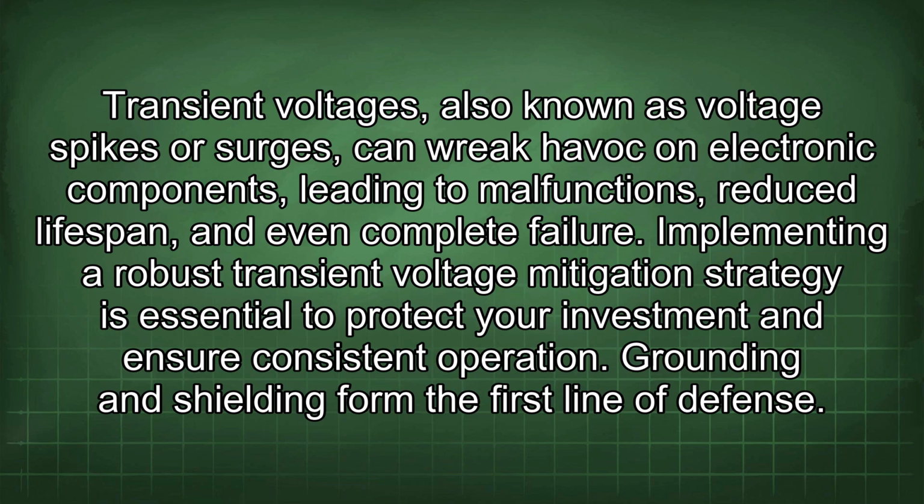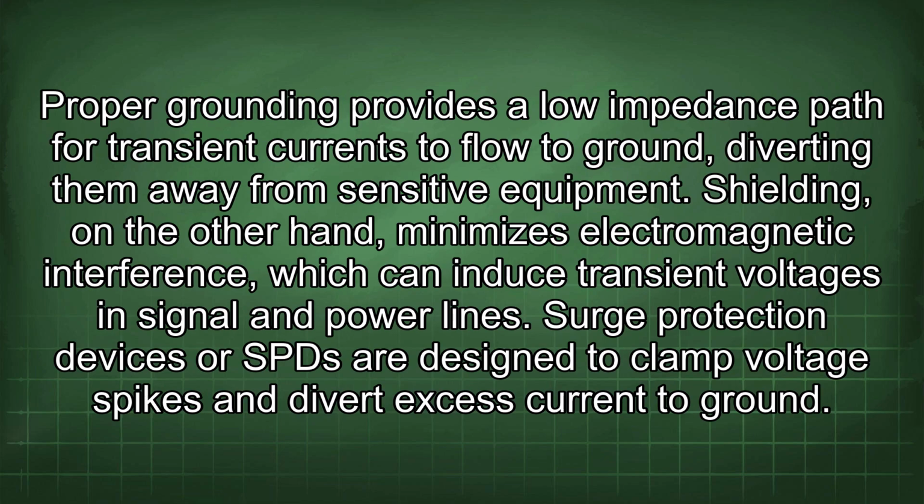Grounding and shielding form the first line of defense. Proper grounding provides a low impedance path for transient currents to flow to ground, diverting them away from sensitive equipment. Shielding, on the other hand, minimizes electromagnetic interference, which can induce transient voltages in signal and power lines.